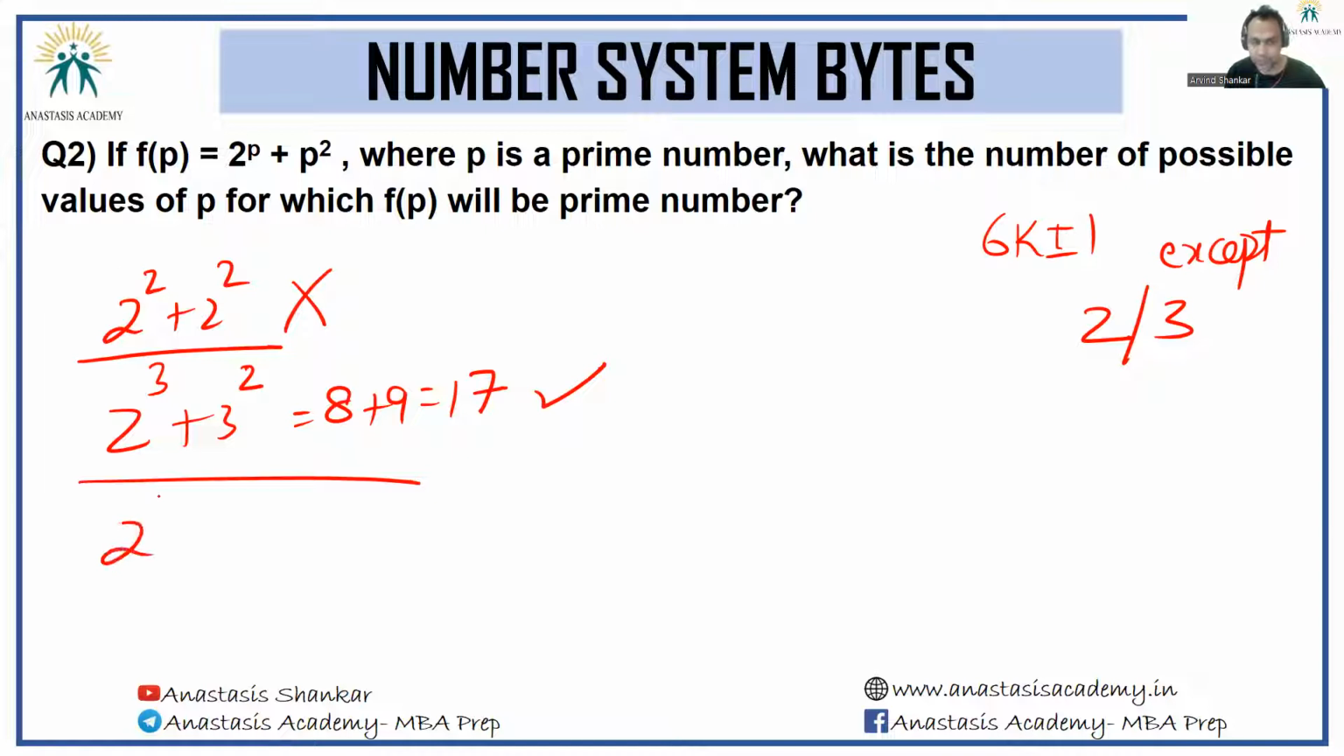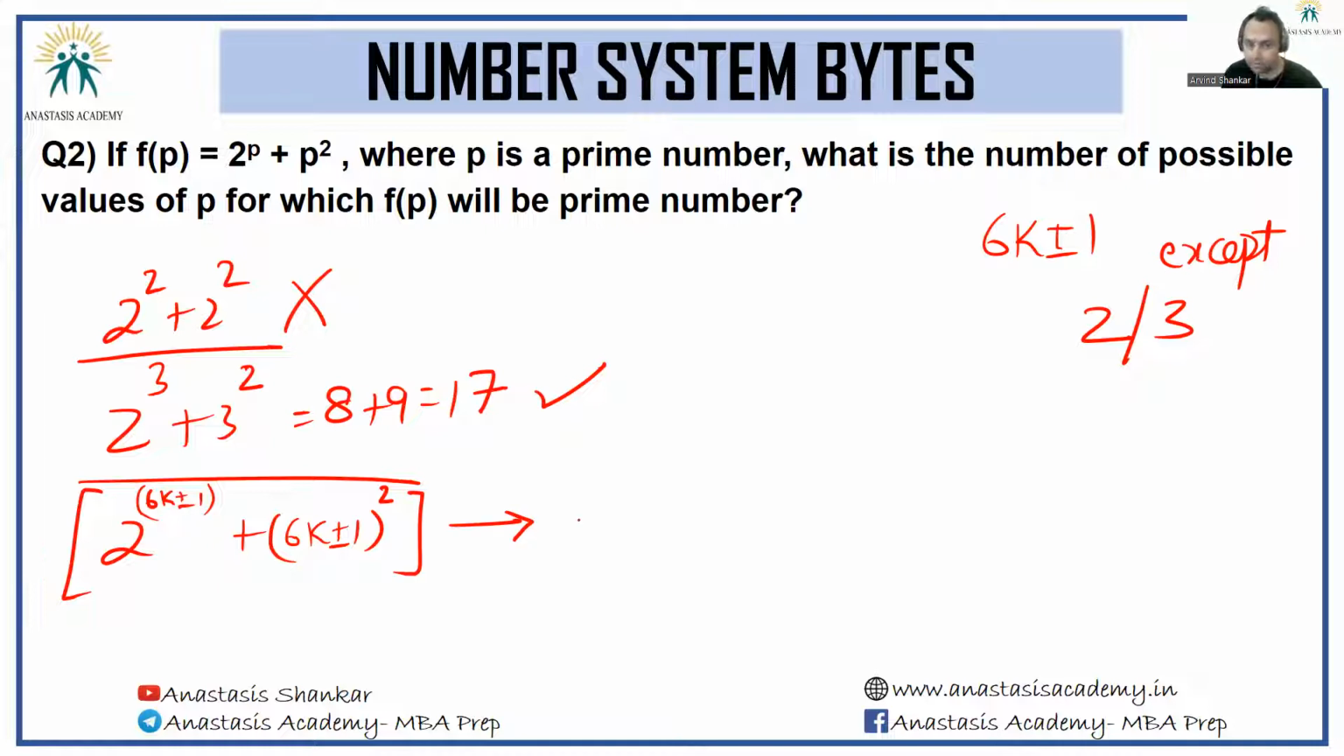Next, 2 raised to the power 6k plus minus 1 plus 6k plus minus 1 raised to the power 2. Now see, 2 here will be raised to an odd power, 2 raised to an odd power always. So what I am looking at here is remainder with 3. Minus 1 raised to an odd power, the first number, I am looking at remainder with 3.